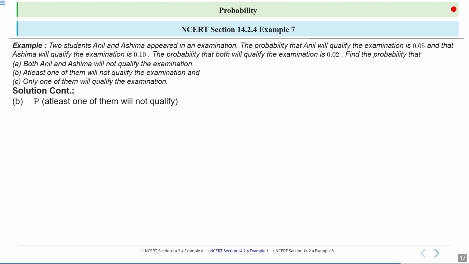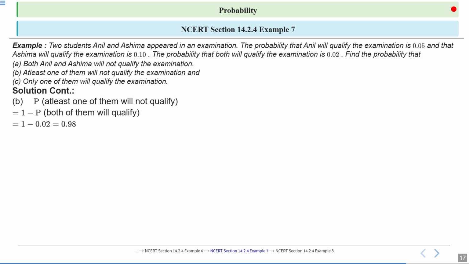So now we will calculate probability. At least one of them will not qualify. It can also be written as 1 minus the probability that both of them will qualify. We already know the probability that both of them will qualify is 0.02. So the probability that at least one of them will not qualify is equal to 1 minus 0.02, and this is equal to 0.98.